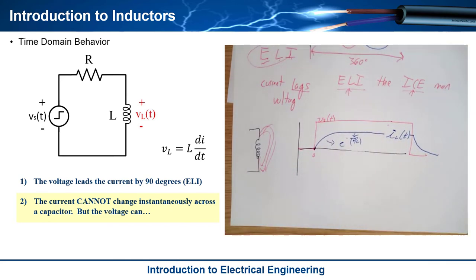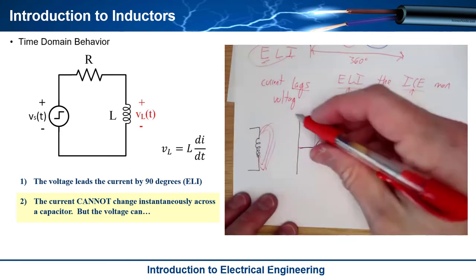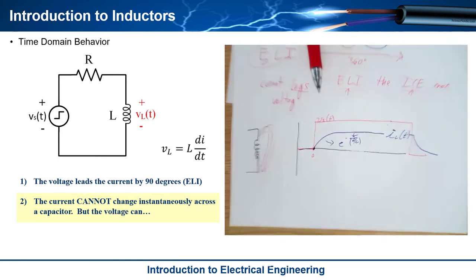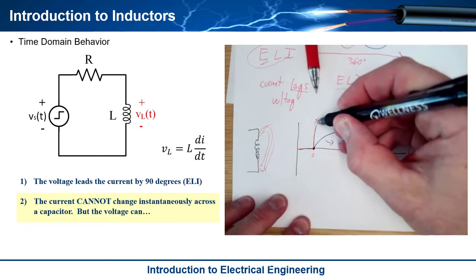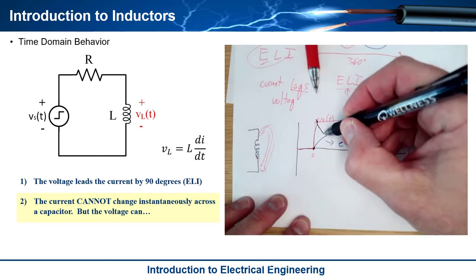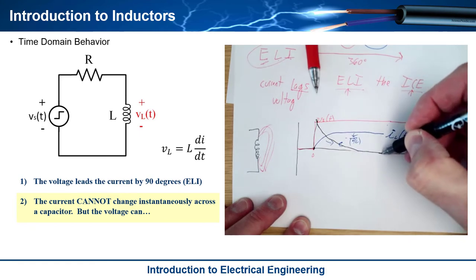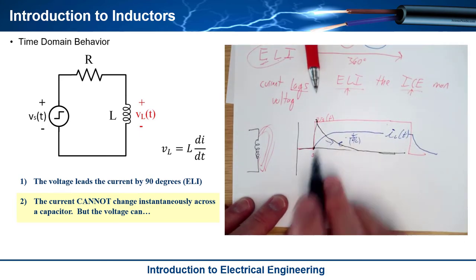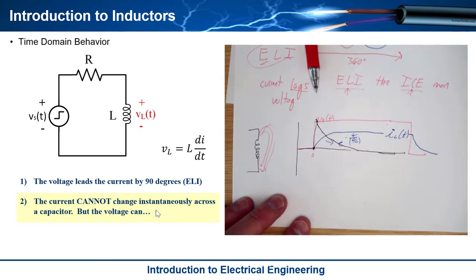All right, can the voltage change instantaneously? And the answer is absolutely. So the voltage can just shoot up, it could instantaneously go up. But then it will decay back down, also following this exponential decay. So what we say is that the current cannot change instantaneously through an inductor, but the voltage can.